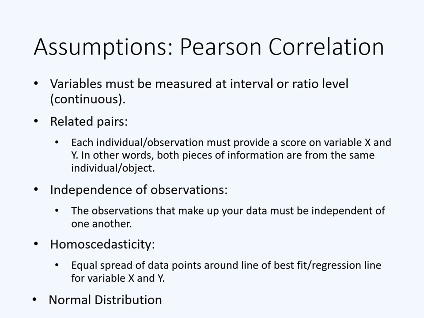You need independence of observations, meaning that the observations that make up your data must be independent of one another. So each observation or measurement shouldn't be influenced by any other observation or measurement. Homoscedasticity is assumed. This means that there must be a roughly equal spread of data points around the line of best fit for variable x and y, and Pearson correlation assumes normal distribution. A separate skill builder covers normal distribution if you'd like to learn more about this.